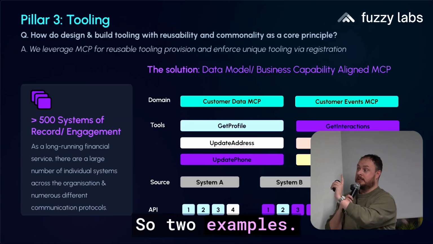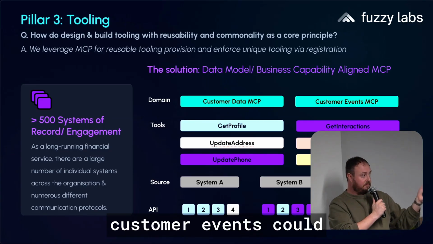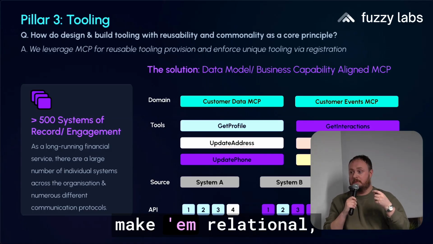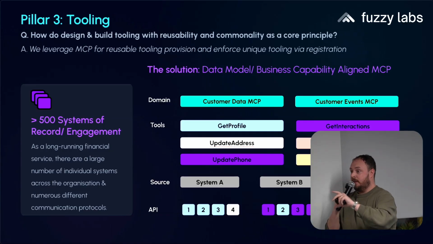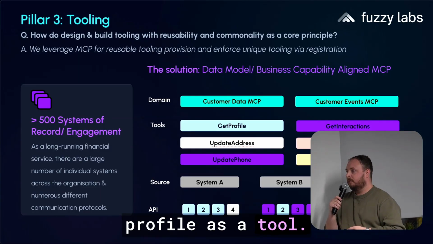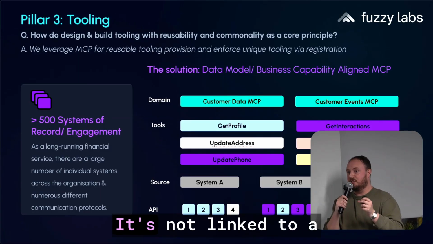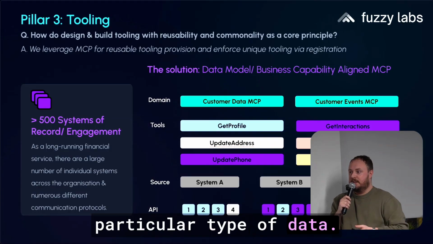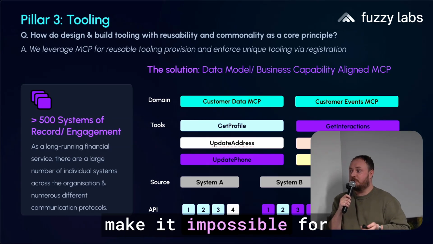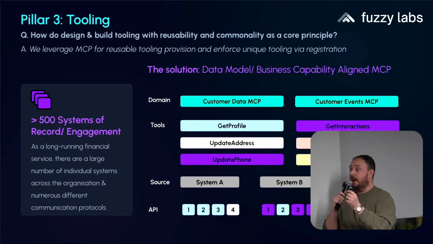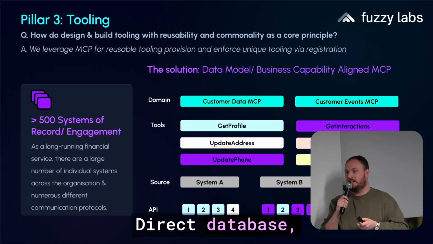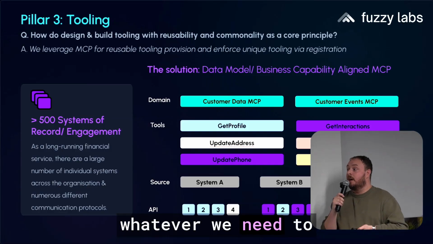So two examples, customer data, customer events. Could have 3 systems. How do we build those tools? Well, we essentially make them relational and domain relational to that data object. So customer MCP might contain get profile as a tool. That is not linked to a system. It's not linked to a particular type of data. We don't end up with loads of really granular tools that just make it impossible for an agent to work out what it needs to do. And then we use whatever APIs, data products, direct database connections, files, whatever we need to make up that tool.